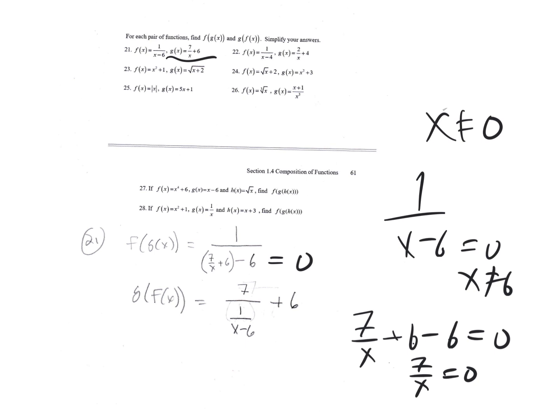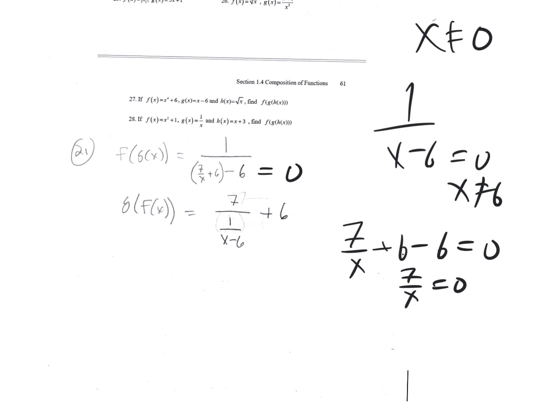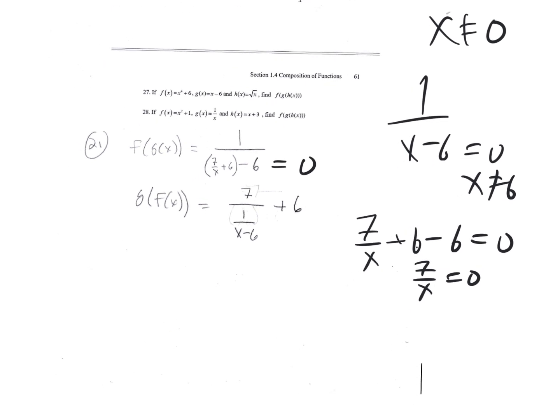Well, that's never going to happen, because the only way that can happen is if the numerator is 0. 0 divided by a number gives me 0, right? And the numerator is always 7. So we don't even have to worry about that, because that'll never happen. So the only domain limitation we have to worry about, I guess, is that x can't be equal to 0.